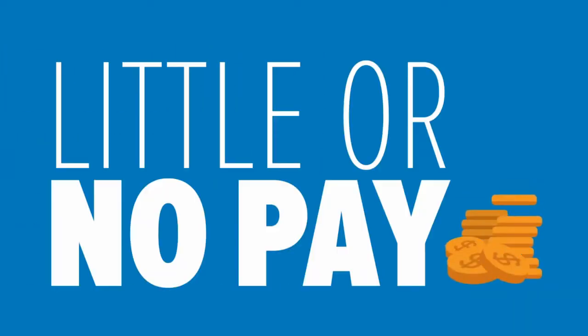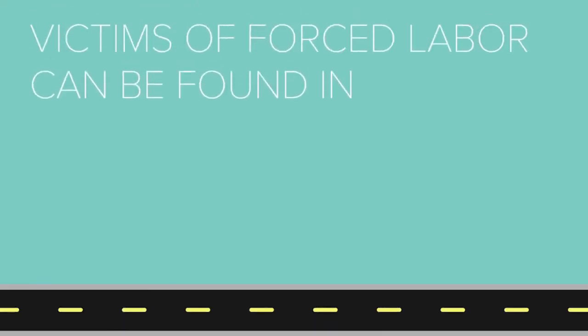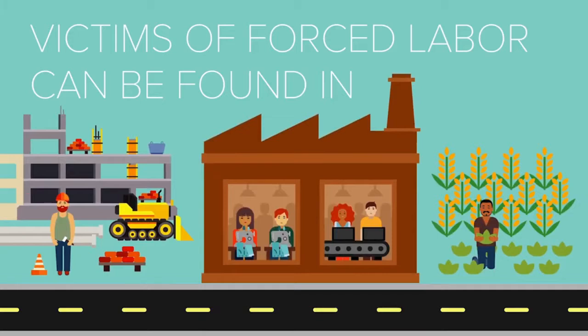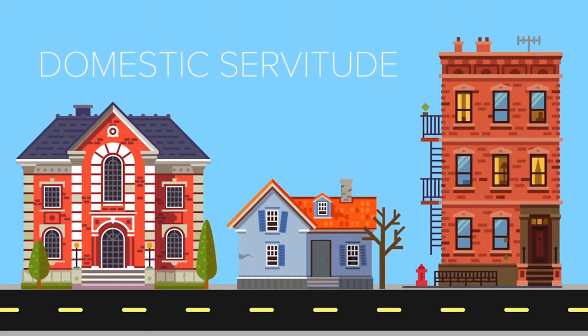Through force, fraud, or coercion, victims are made to work for little or no pay. Very often, these victims are forced to manufacture or grow the products that we use and consume every day. Victims of forced labor could be found in factories, on farms, doing construction work, and more. Victims of domestic servitude are hidden in plain sight, forced to work in homes across the United States.